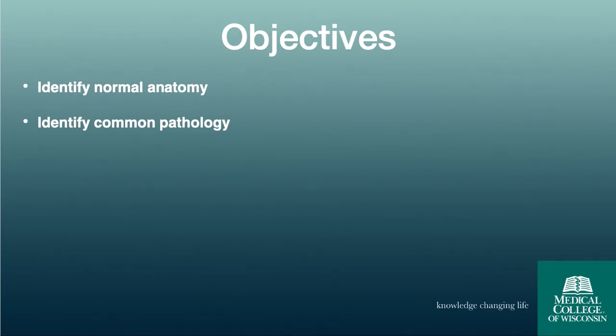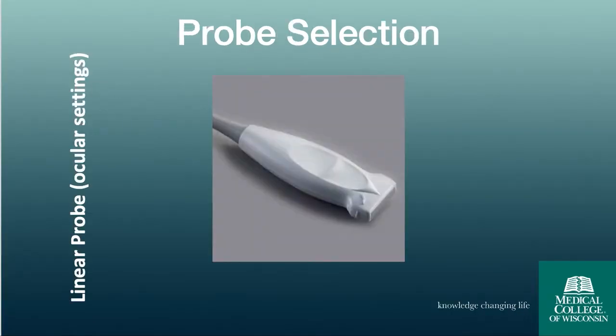So first, we're going to identify normal anatomy, then we're going to identify some common pathologies we see in the ED. Our probe selection is going to be the linear probe on ocular settings. This has a thermal index of less than 0.3 and a mechanical index of less than 1. You can use an endocavitary probe because it's such high frequency, but it's more difficult to hold and more difficult to find in the ED. So I would stick with the linear probe.